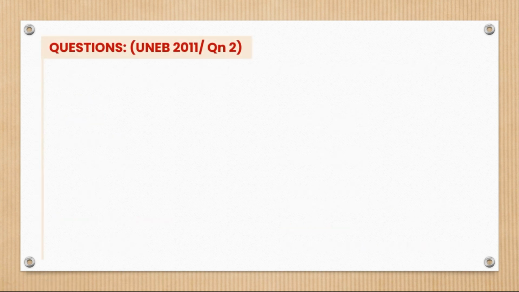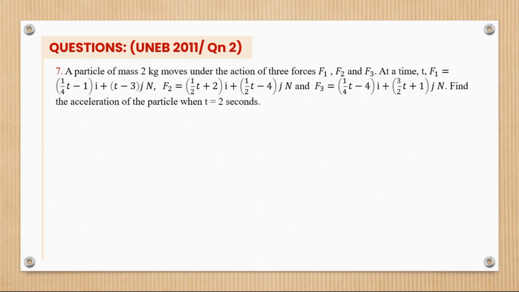Alright, so the next question is a question from UNEB 2011, and this was question number 2. Being told that a particle of mass 2 kilograms moves under the action of 3 forces, F1, F2, and F3. At a time t, F1 is a quarter t minus 1i plus t minus 3j newtons. F2 is a half t plus 2i plus a half t minus 4j newtons, and F3 is a quarter t minus 4i plus 3 over 2t plus 1j newtons. So these are all two-dimensional. Being told to find the acceleration of the particle when t is 2 seconds.